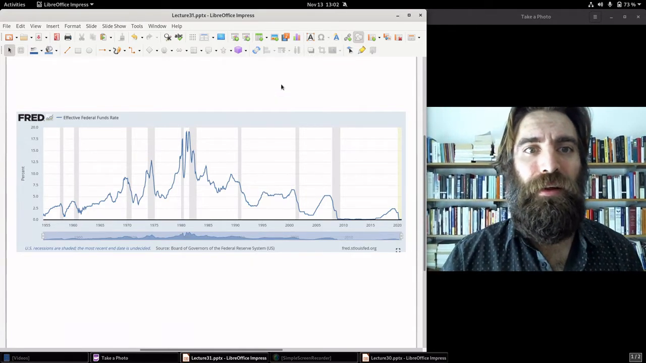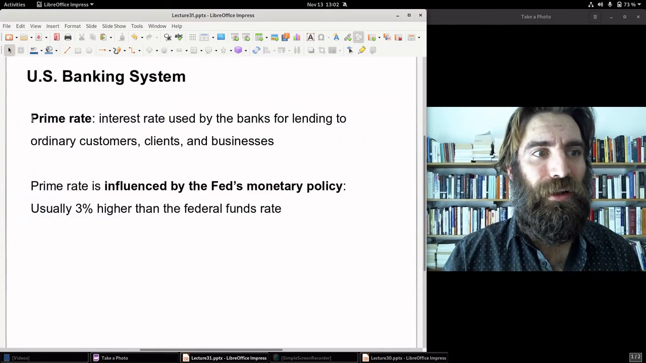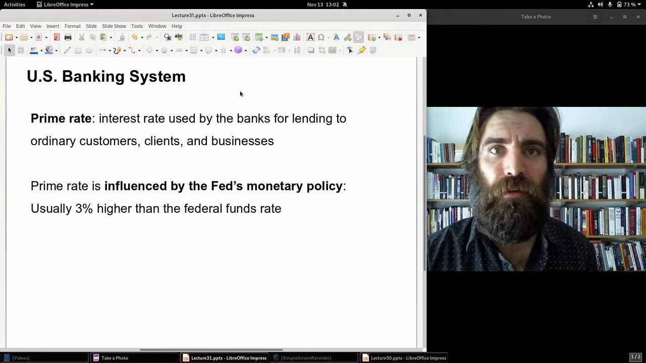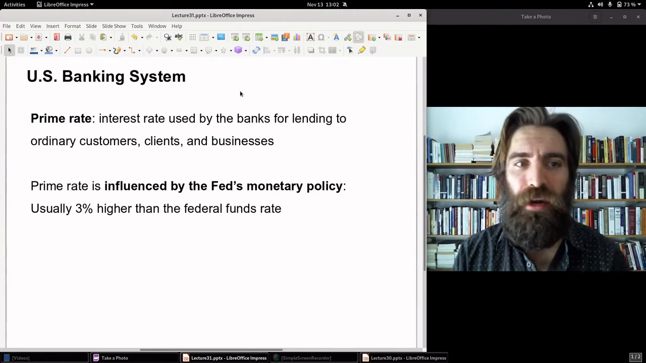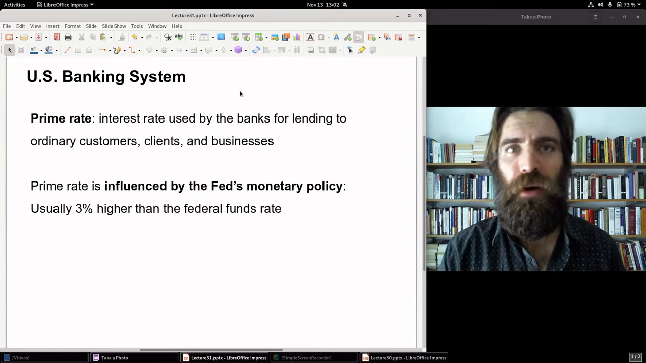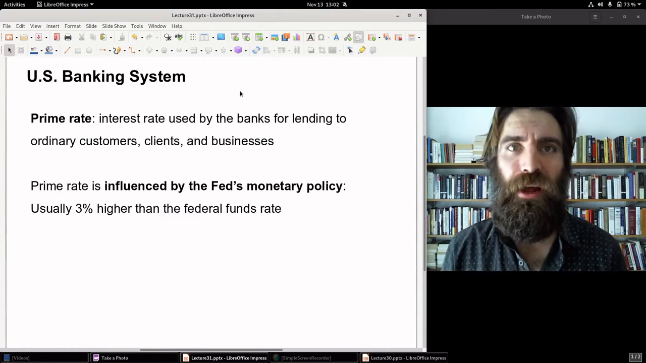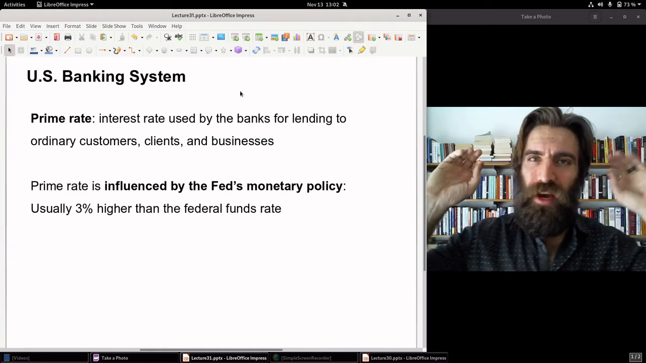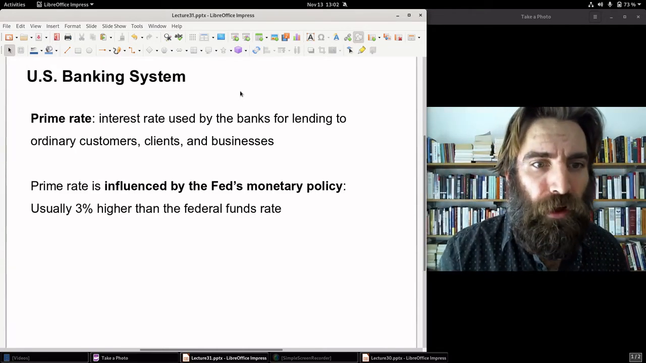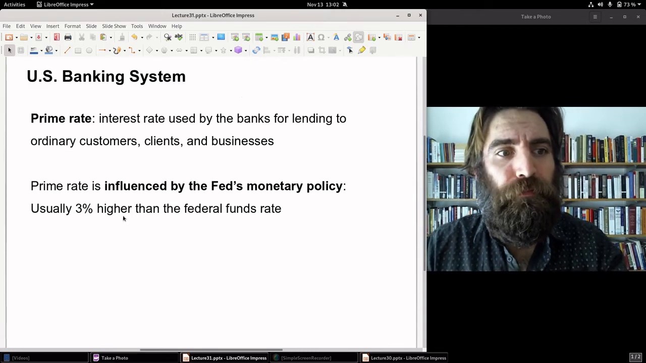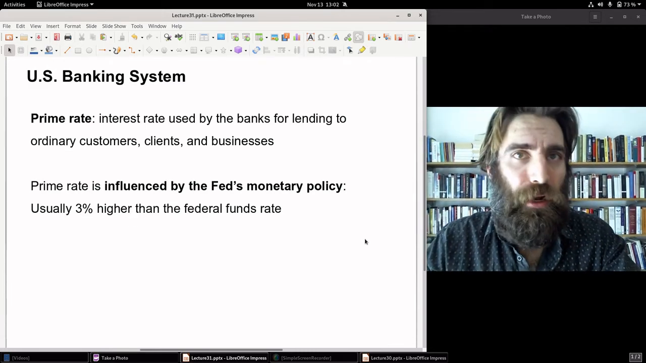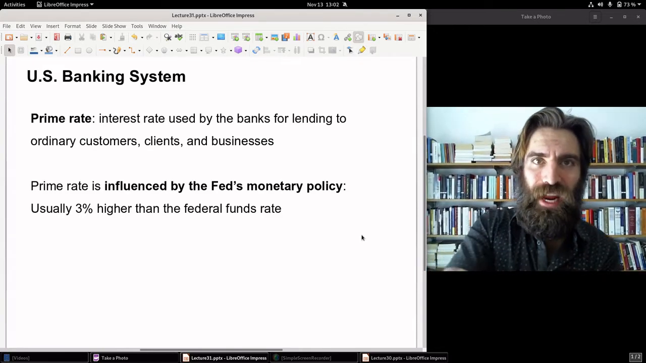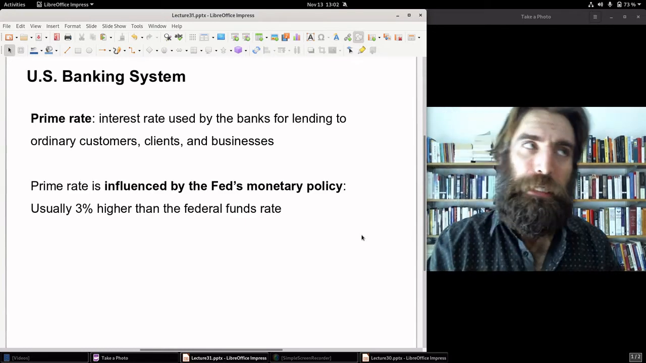One way in which it has an impact is on what's called the prime rate. The prime rate. This is the interest rate used by the banks for lending to ordinary customers, clients, and businesses. So this is the rate that you, the American, can borrow money, and this is tied very, very closely to the federal funds rate. Usually, it's about 3% higher. So the banks borrow at this lower rate, and then they'll lend you the money at the higher rate.